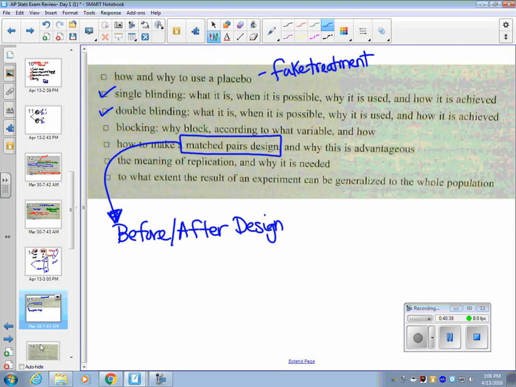Might be kind of like you want to measure the person before they go on a weight loss program, give them a treatment of a weight loss program, and then measure them after it, and you want to see the results and compare. That would be a matched pairs design, before and after. What would act as the control in that situation? The before would be the control.